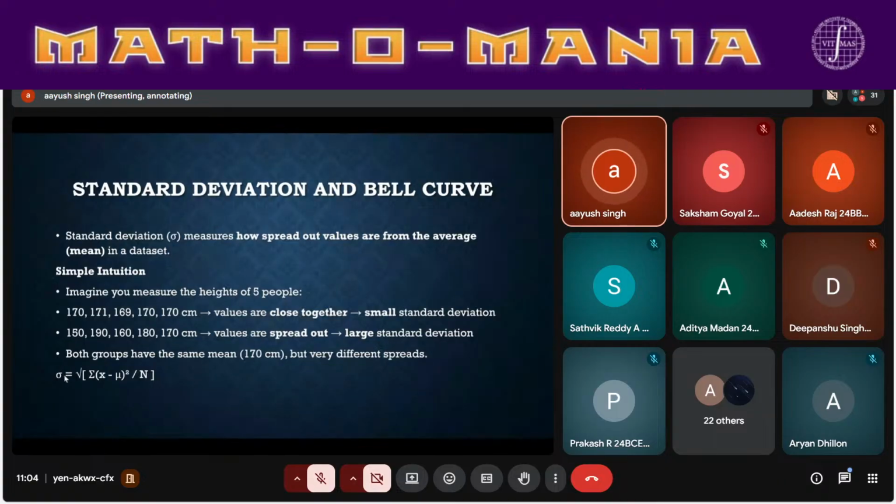Just for your information, the formula of standard deviation is the summation of x, where x is each element in the data set, minus mu, which is the mean of the data set. We square it and take the square root of it, then divide by n, which is the number of elements in a particular data set.